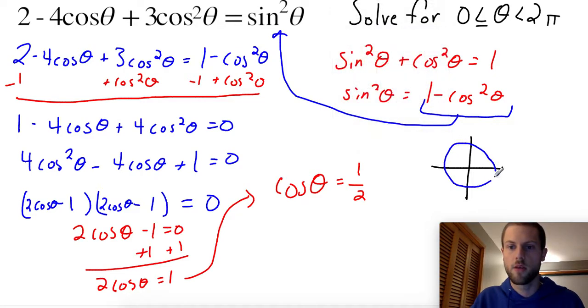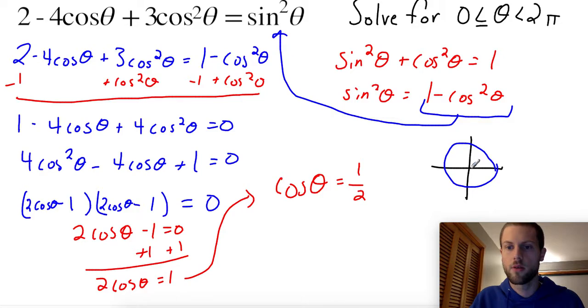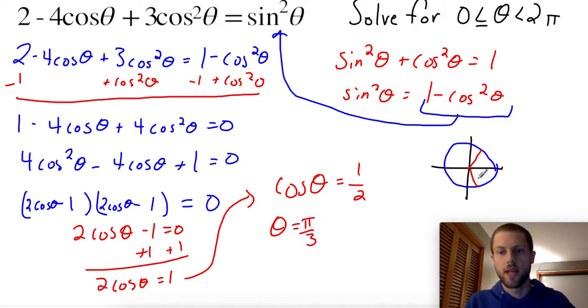That's going to be right around, well, 2 spots. It's going to be right around here, and it's going to be right around here. Looking for where that x coordinate is 1/2. So this looks like it's going to be pi over 3 is the first time that happens. And then I can consider this a negative pi over 3 if I wanted to think about it like that.